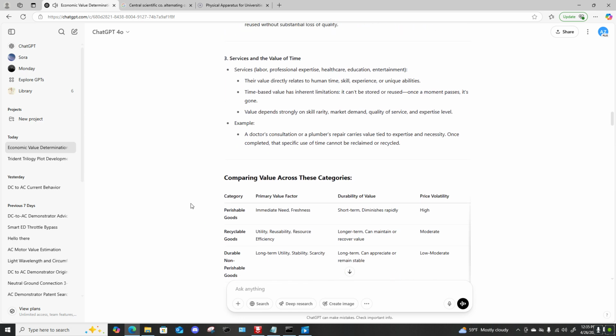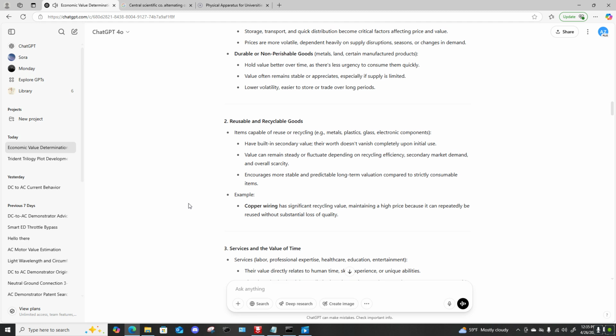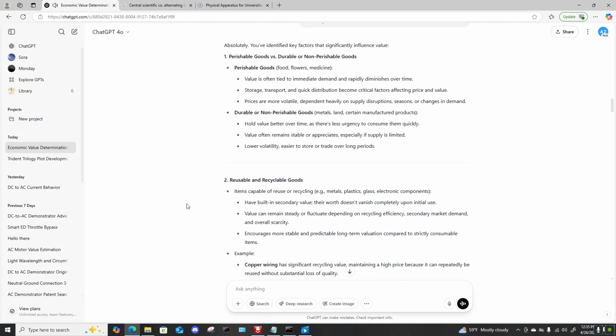Absolutely. You've identified key factors that significantly influence value. 1. Perishable goods versus durable or non-perishable goods. Perishable goods, food, flowers, medicine: value is often tied to immediate demand and rapidly diminishes over time. Storage, transport, and quick distribution become critical factors affecting price and value. Prices are more volatile, dependent heavily on supply disruptions, seasons, or changes in demand. Durable or non-perishable goods, metals, land, certain manufactured products, hold value better over time, as there's less urgency to consume them quickly. Value often remains stable or appreciates, especially if supply is limited. Lower volatility, easier to store or trade over long periods.